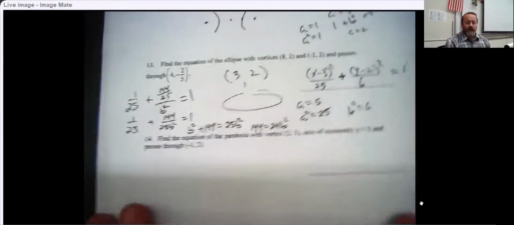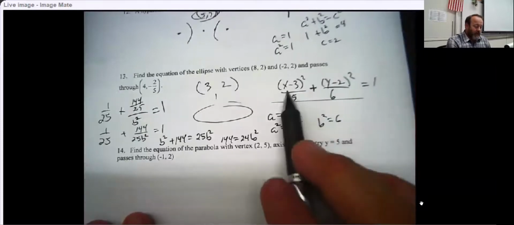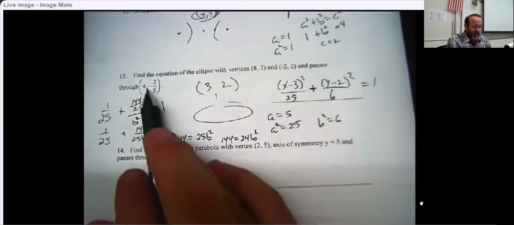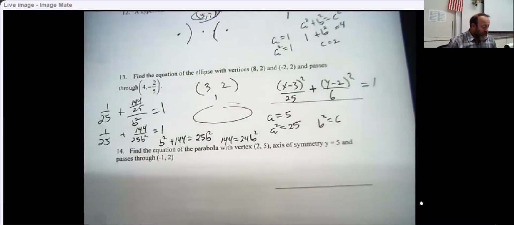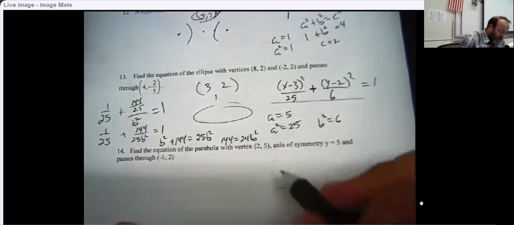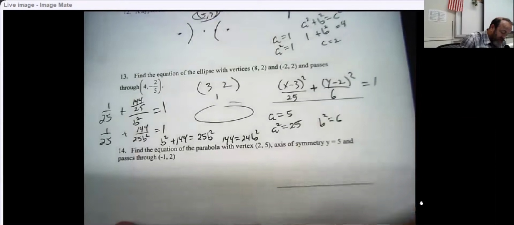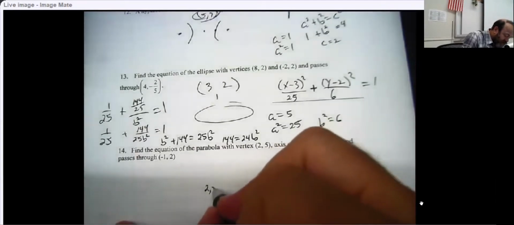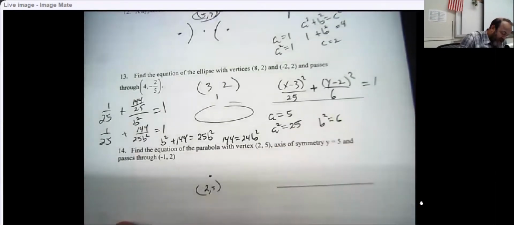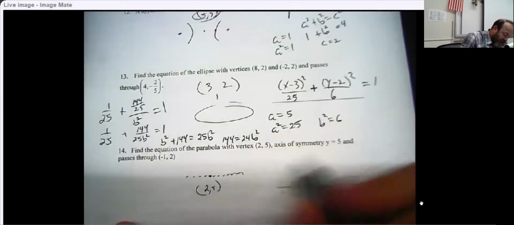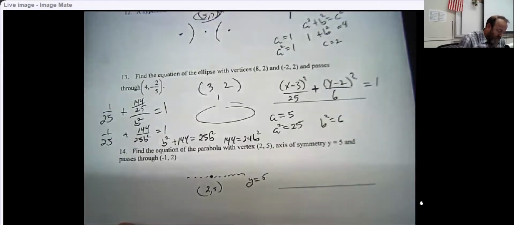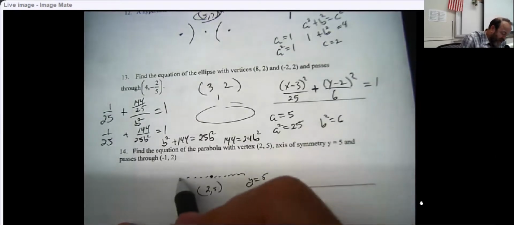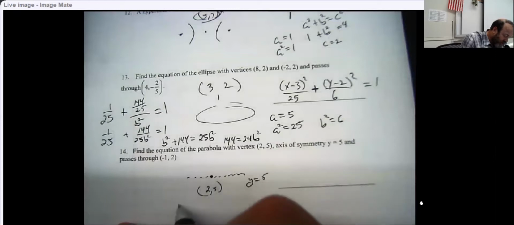And so if we would go into maybe something like Desmos, we could actually graph this and validate that it does, in fact, go through the coordinate 4, -2/5. And our final problem, number 14, a parabola with this vertex, an axis of symmetry. Now, that's something we haven't played with much. I've got 2, 5, and an axis of symmetry going this way at y equals 5. And I want it to go through the coordinate -1, 2, which is to the left, and below.